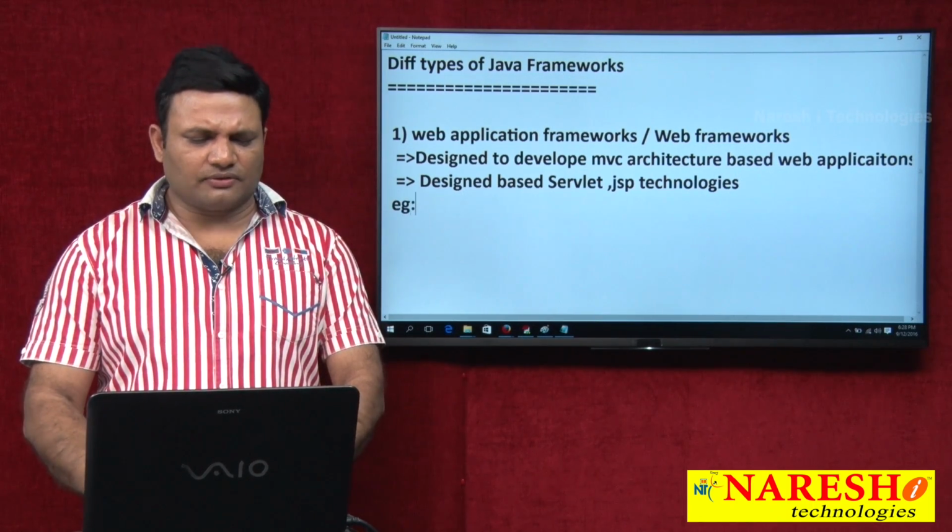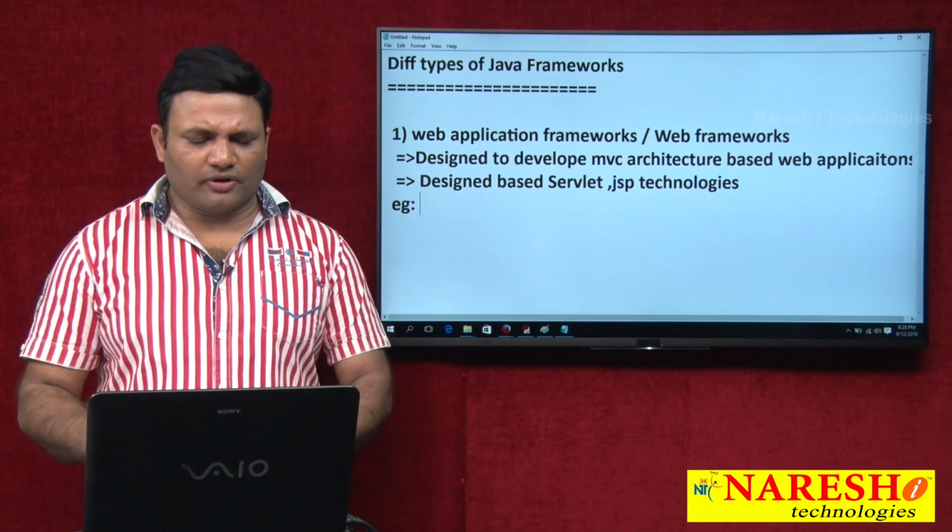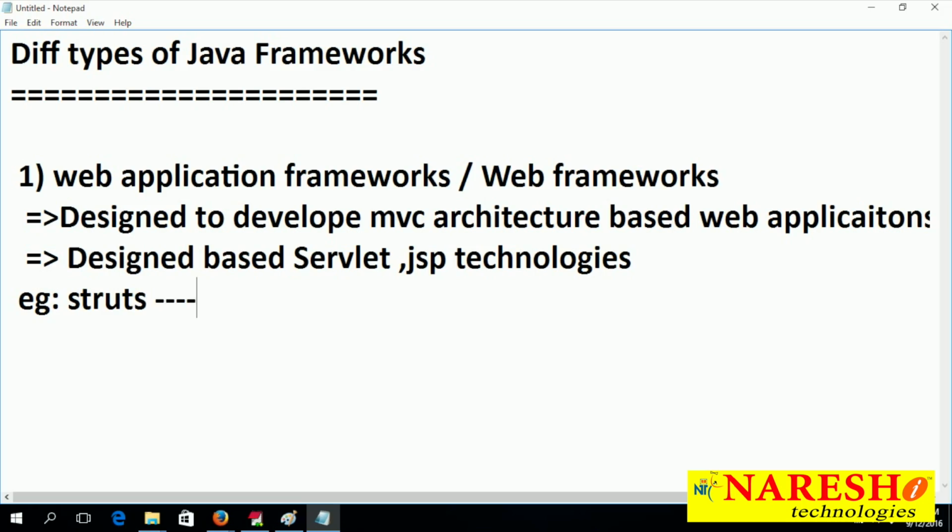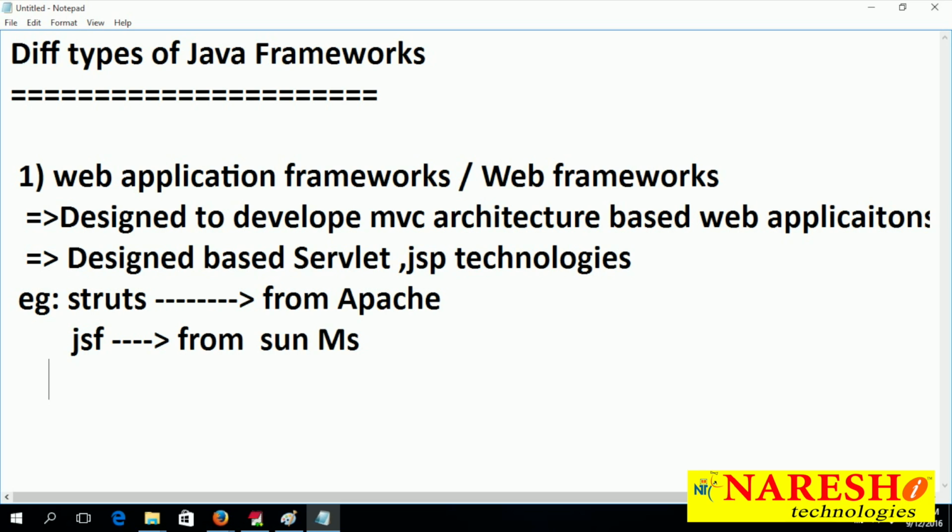If I give examples for Java web frameworks, we have Struts, which is outdated, little bit outdated. Only in the maintenance projects we are seeing Struts. So from Apache, we have something called JSF from Sun Microsystem. Then we got Spring MVC. Spring is different, Spring MVC is different. Spring MVC is part of Spring framework, but it is a sub framework only to develop web application. From Interface 21.